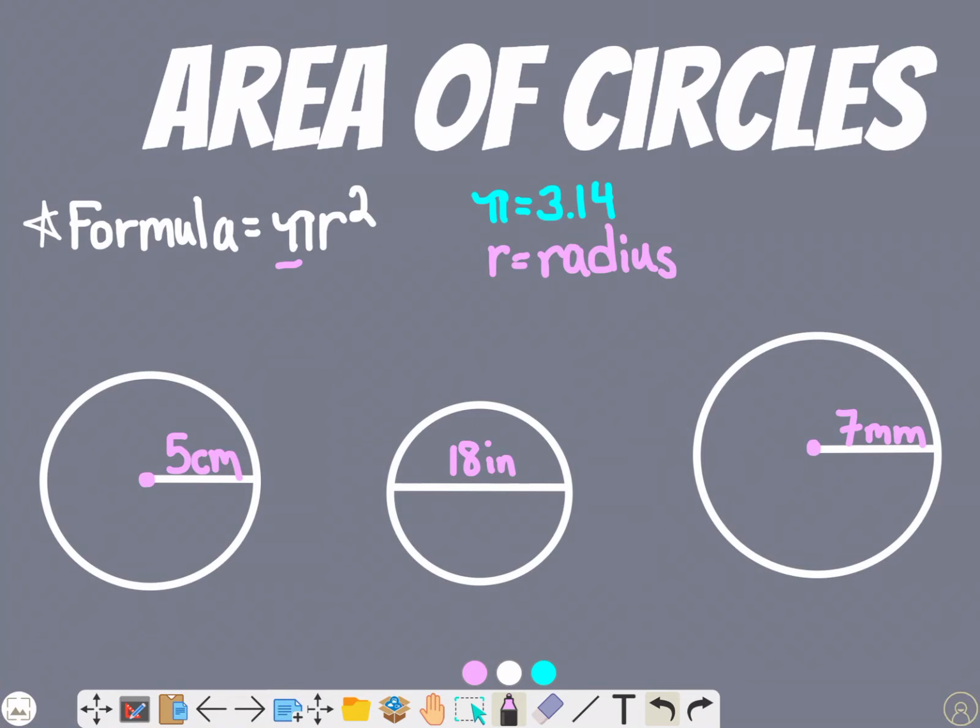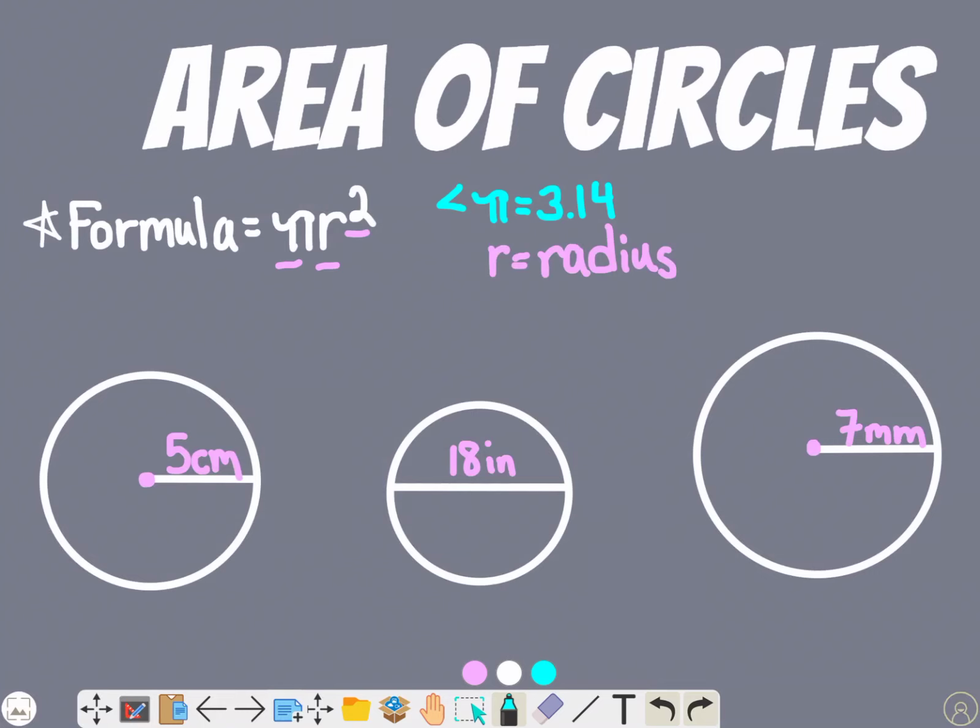Talking about the area of circles, just like any other area of a polygon, there's going to be a formula that you have to follow. And this formula you're going to follow is pi r squared. And we're going to go over what each one of those means. The first one, pi, is represented as 3.14.